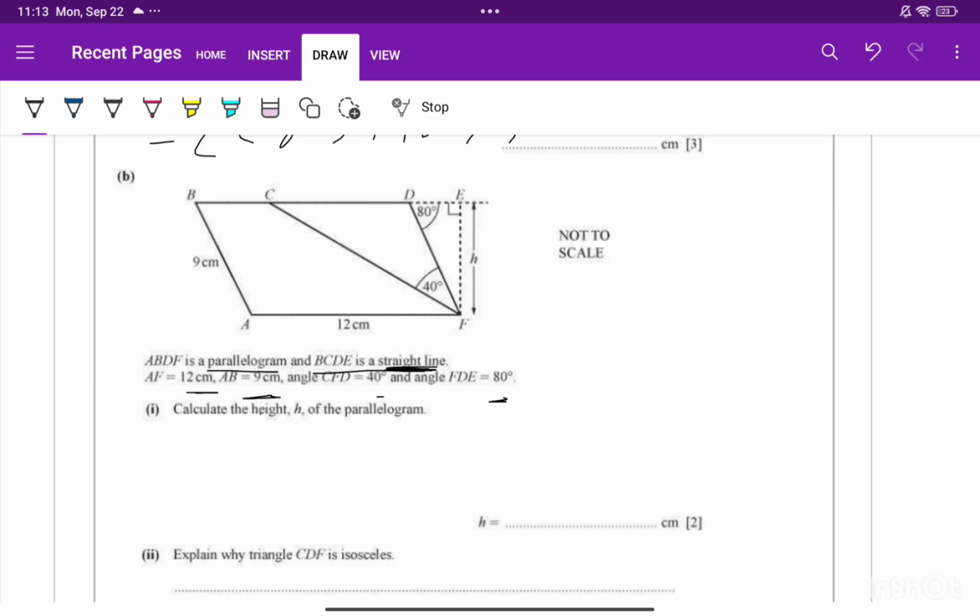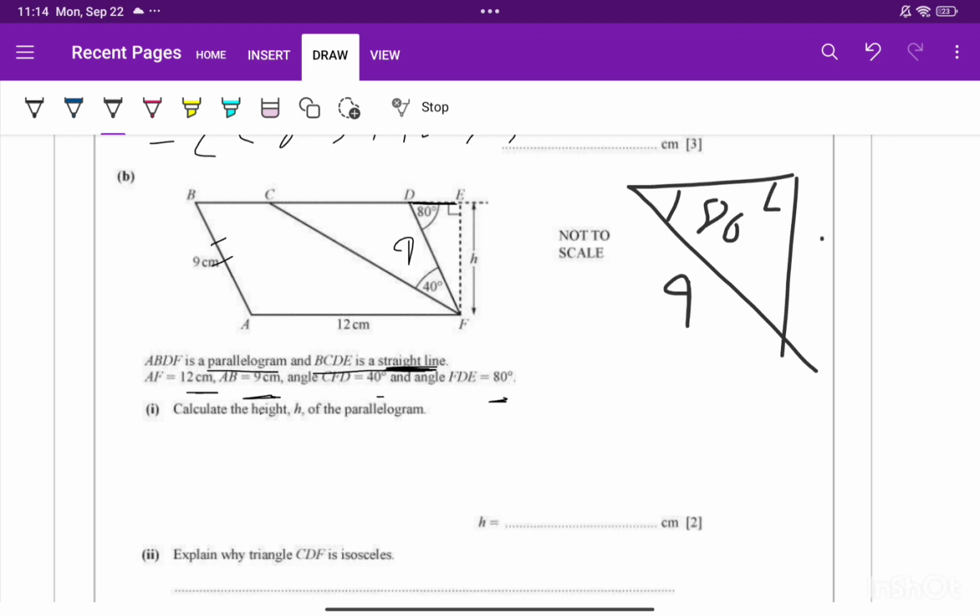So in a parallelogram, as we know, sides DF and BA will be equal, so this will be 9. As you can see over here, this is becoming a right angle triangle. So I'm making the right angle triangle over here so you can understand well. This angle is 80, this side is 9, and this is 90 degrees. This will be the hypotenuse and this will be the base.